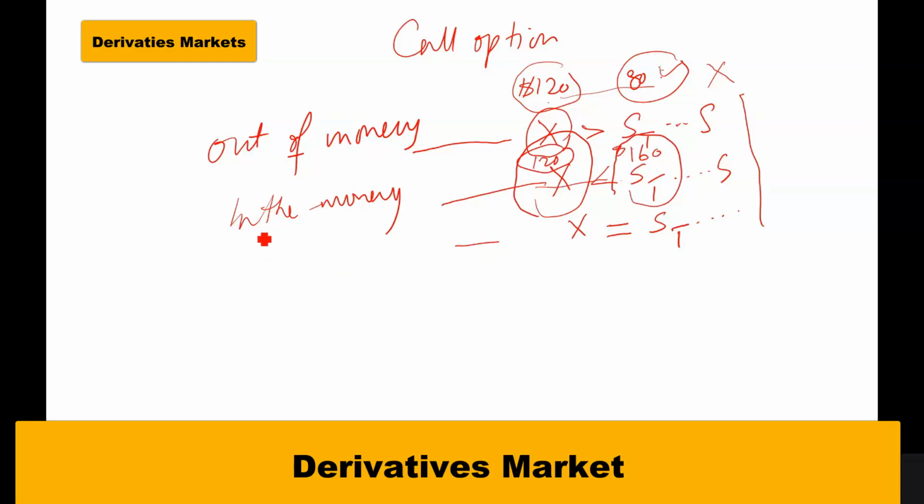Whenever the exercise price is equal to the spot price, this is called an at the money option, call option. So here the exercise price of the call is the same as the spot price in the market.